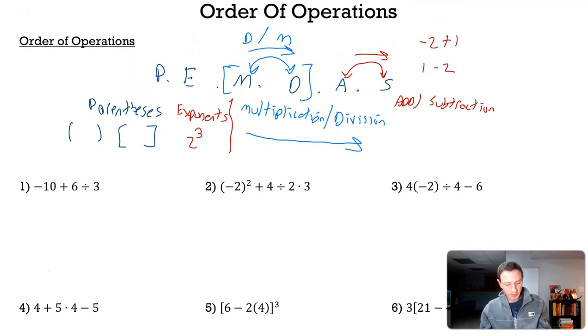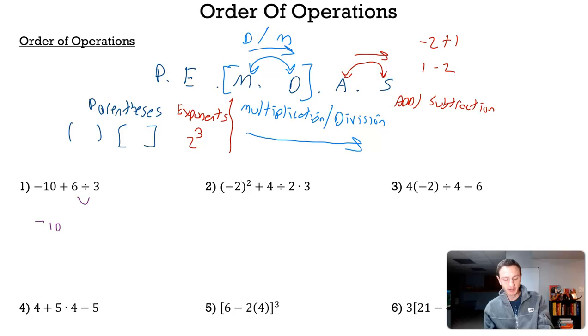First example, negative 10 plus 6 divided by 3. First, go through your checklist: parentheses, I don't have any; exponents, I don't have any. Now I'm on the multiplication and division step, and notice I'm saying multiplication and division because they're interchangeable. I'm looking at them at the same time, and I'm seeing 6 divided by 3, so that's what I do first.